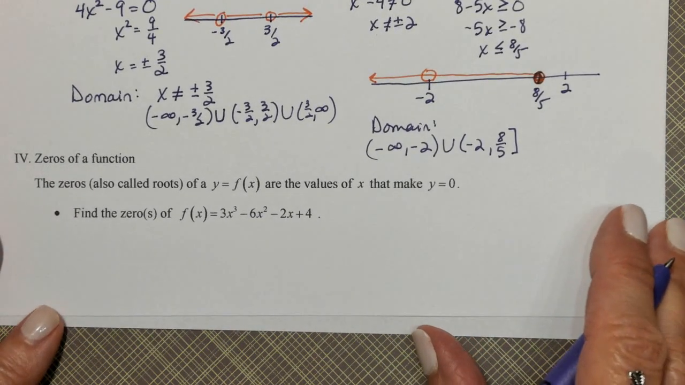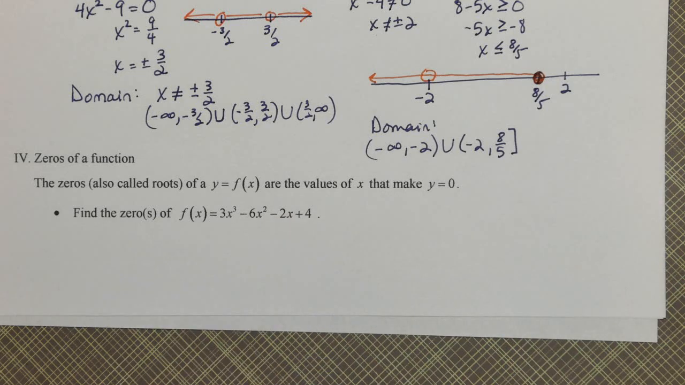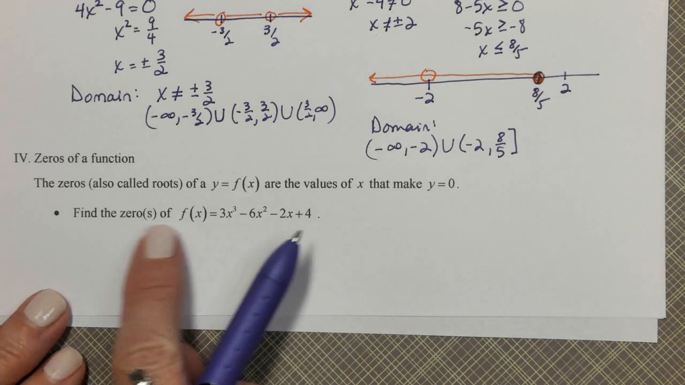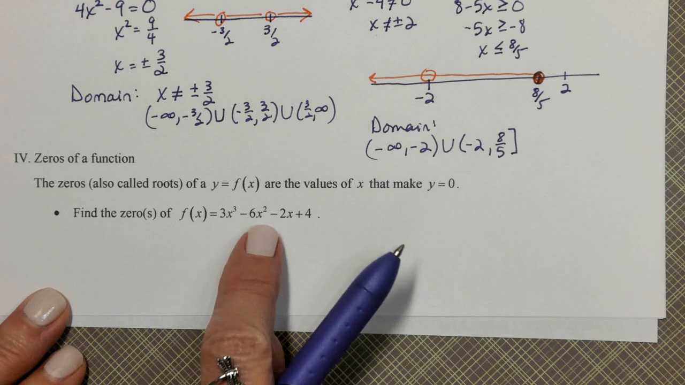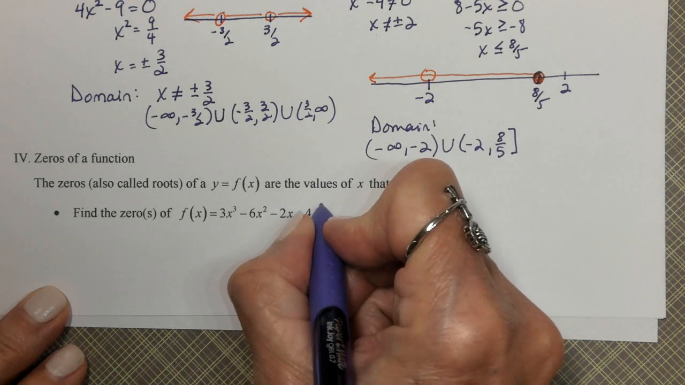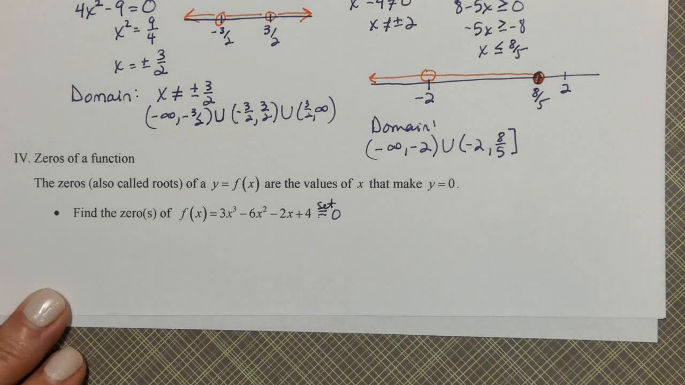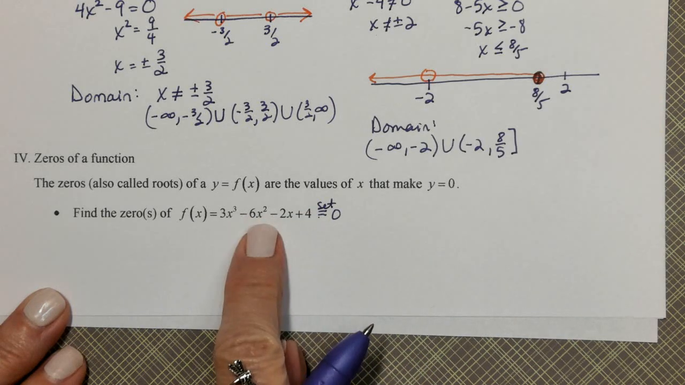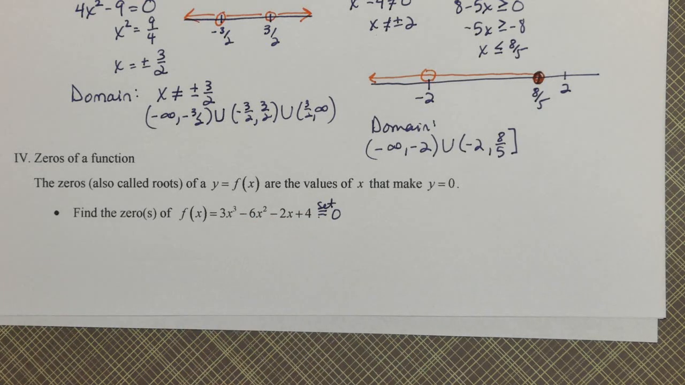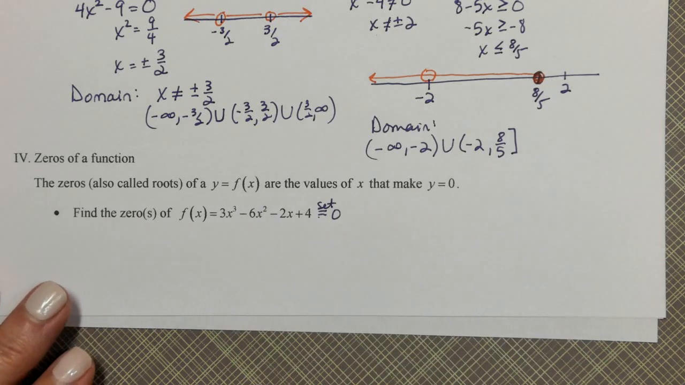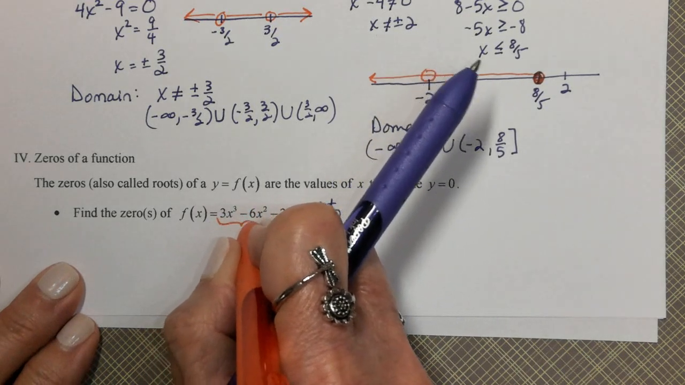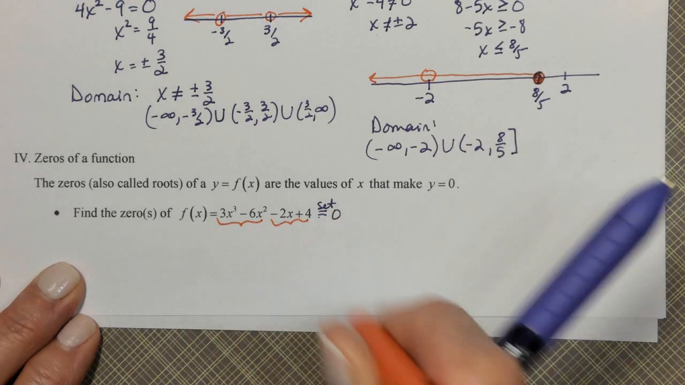Zeros of a function, also called roots of the function, are values of x that make y 0. So to find zeros of a function, we take our function and we set it equal to 0 and find x. To make this vaguely interesting, I have chosen some problems that force us to factor a little bit. So here, when we're factoring this, we need to do it by grouping because we have 4 terms, yeah?